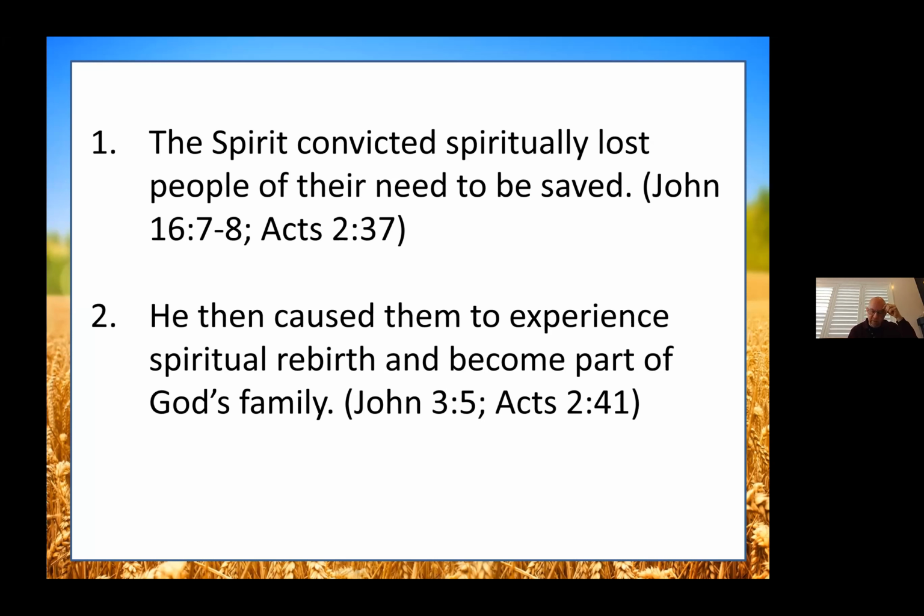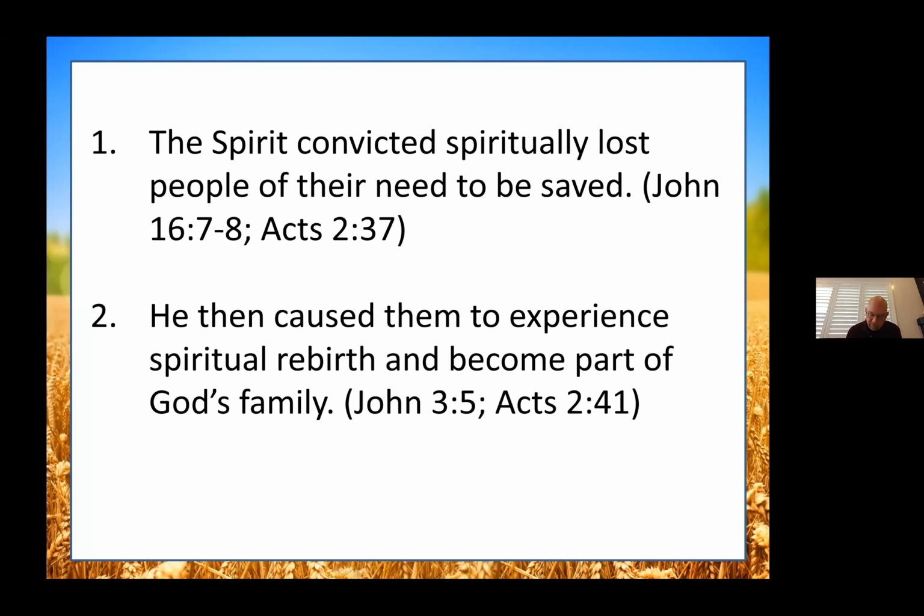It's impossible. He cannot. And I take this to mean that the water is our natural birth. We were born a first time. But by the Spirit, we have to be born a second time in order to enter the kingdom of God. And this is what happened on that day of Pentecost when the church was born and Peter preached.